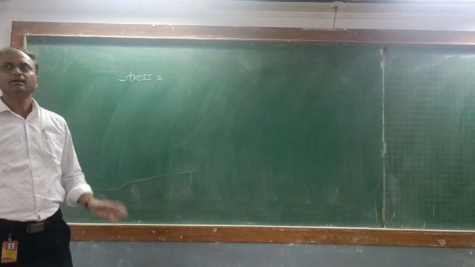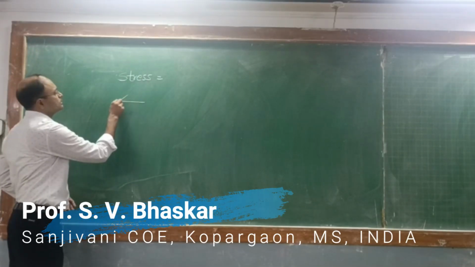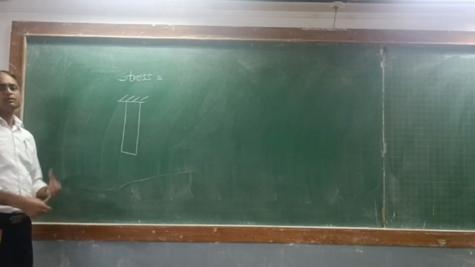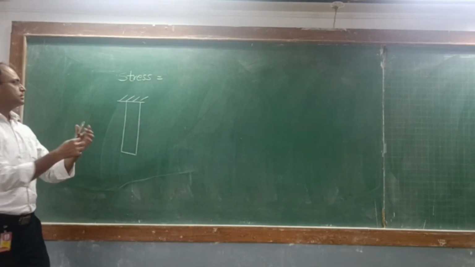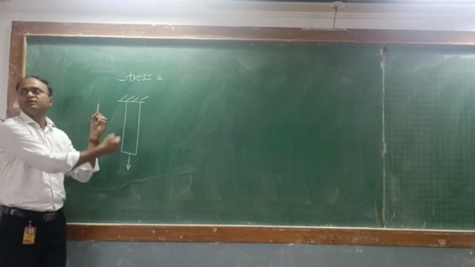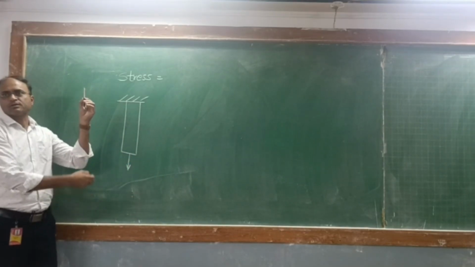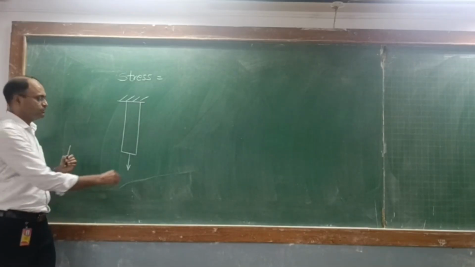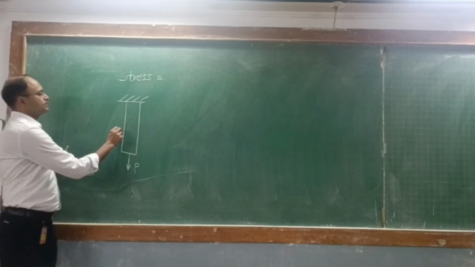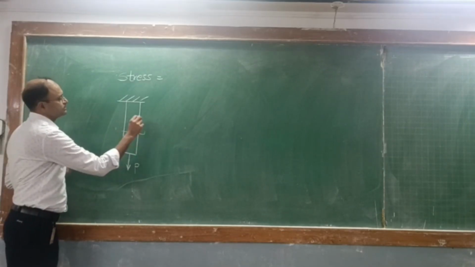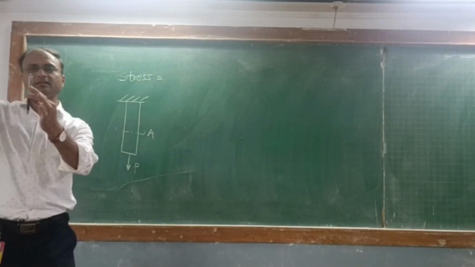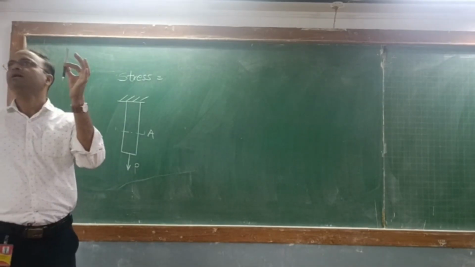Revise what we studied yesterday. We just took one example of a rod. I'm just showing it in a different way. This is one rod, and it is subjected to which force? Tensile force. We denote tensile force by capital P. Let the cross sectional area of this particular bar be A. So if I cut this, the cross sectional area is A.